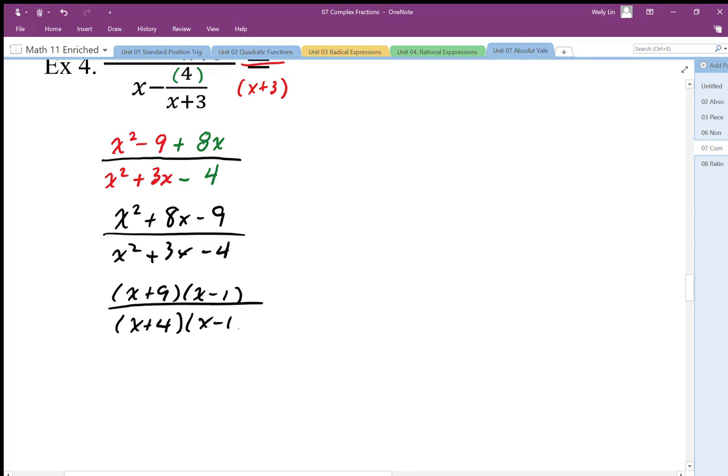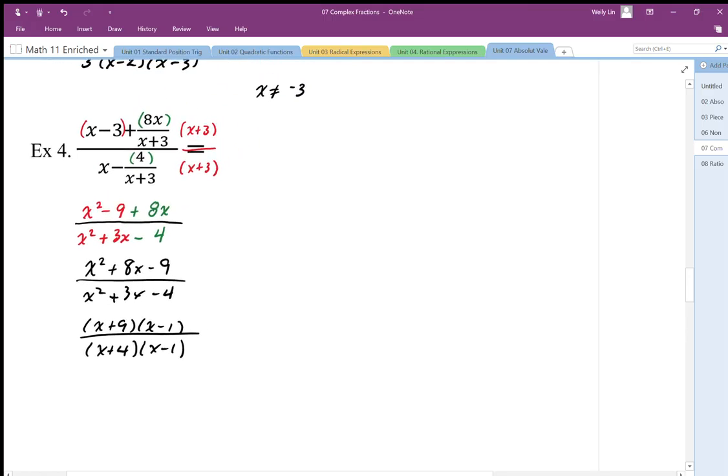x minus 1. I can now state my restrictions. Negative 4, positive 1. Make sure you state restrictions before you cancel. They have to be stated before we cancel these factors. And so there's my final answer. I end up with x plus 9 over x plus 4. So that's my simplified fraction when I started off with this complex fraction here. And I just have to make sure I keep my restrictions.